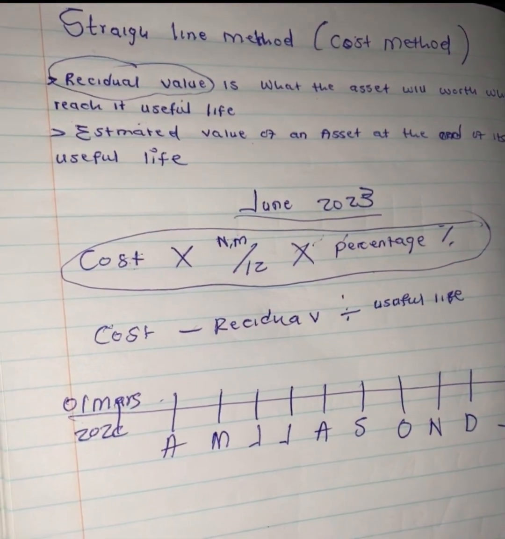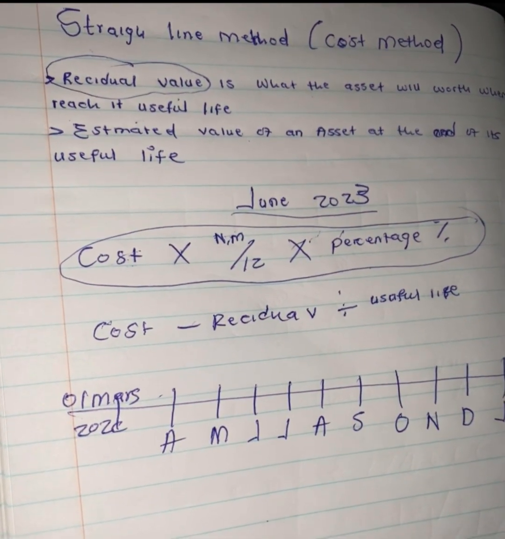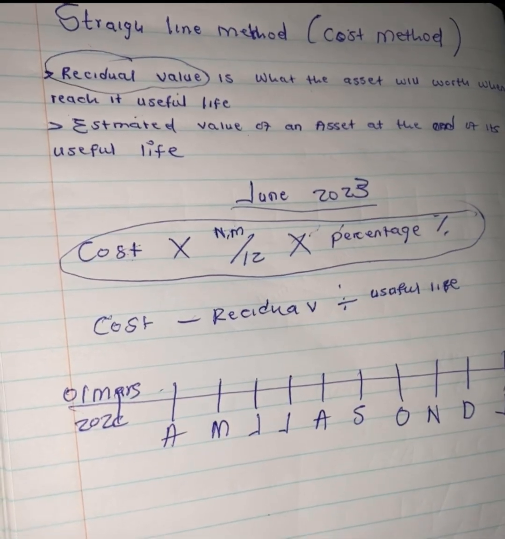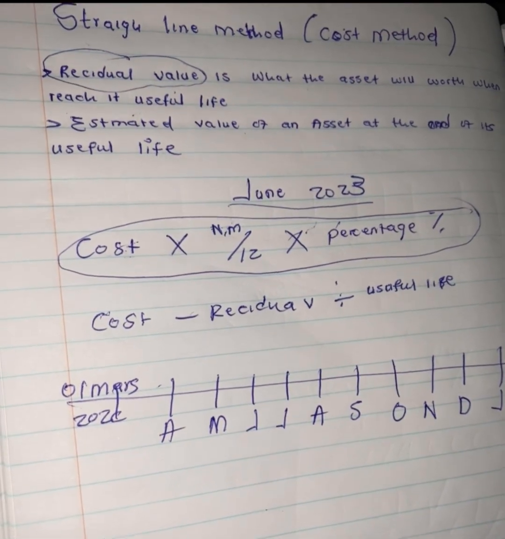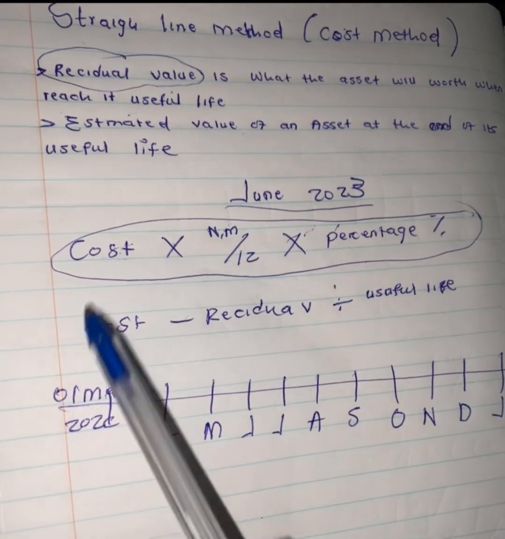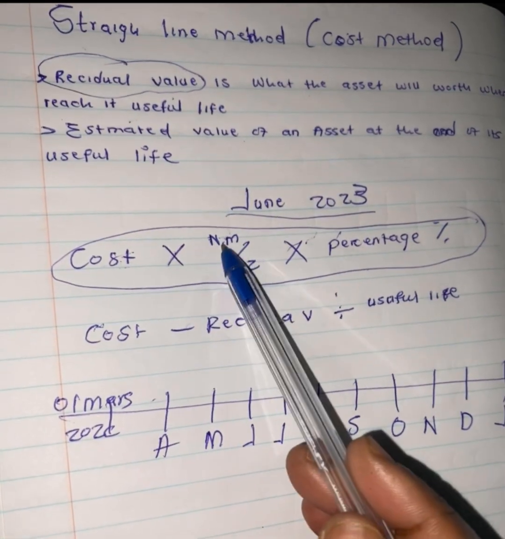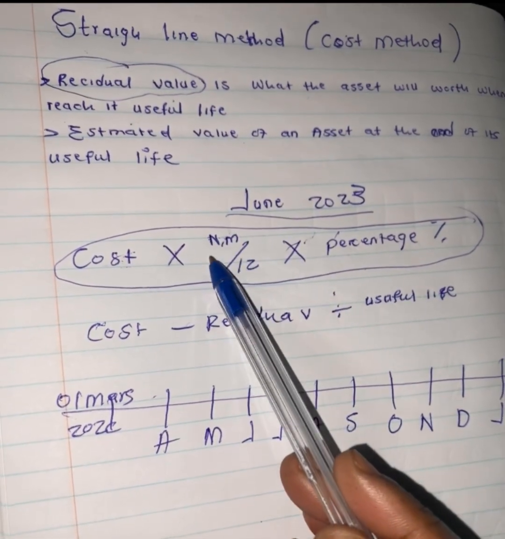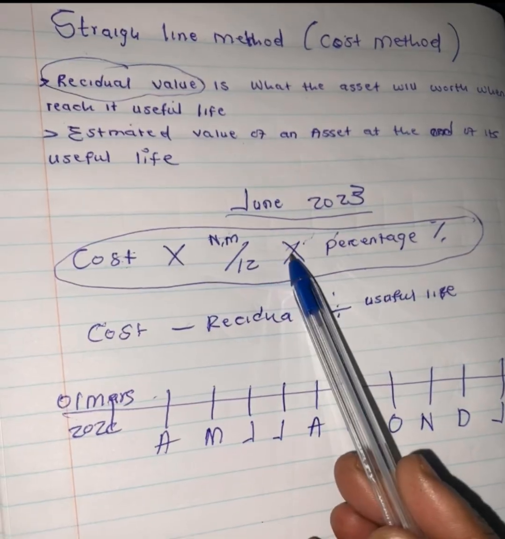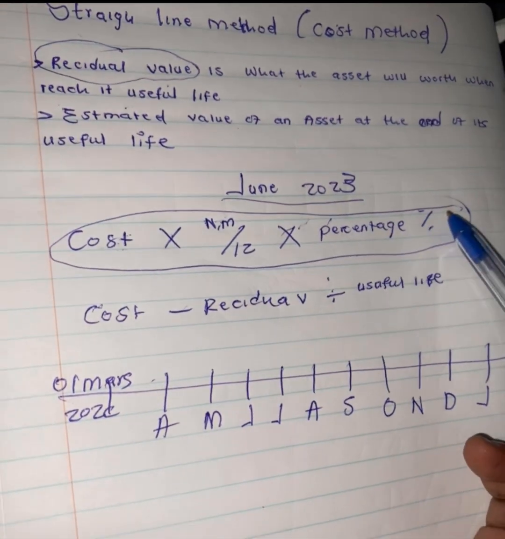Hi guys, welcome back, and today we're going to look at the straight line method, which is also known as the cost method. Whenever you are using the straight line method, we say cost multiplied by the number of months that we had the asset in the business, then divide by 12, then you multiply by the percentage that you were given.